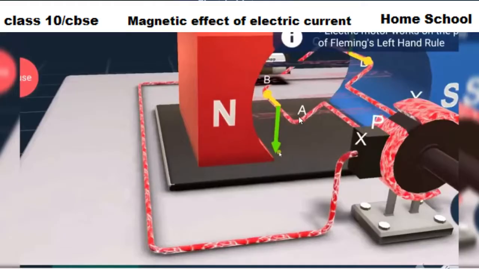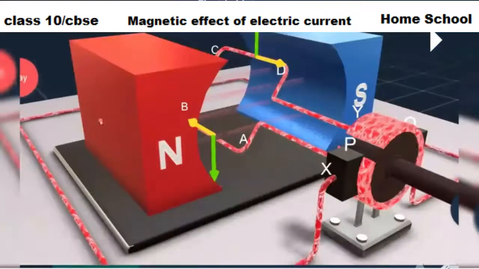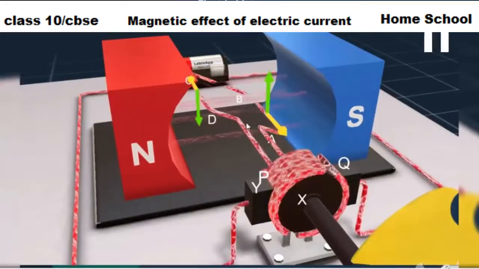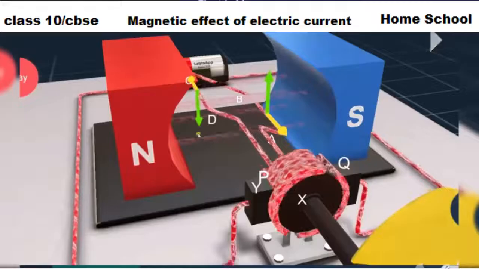C, D, right? So the force experienced on this particular arm pushes the AB arm downwards, and the force experienced at CD is making the arm move upwards. This direction of force is according to Fleming's left hand rule. We all know this, right? And CD has come this side, AB has gone that side, yes or no?